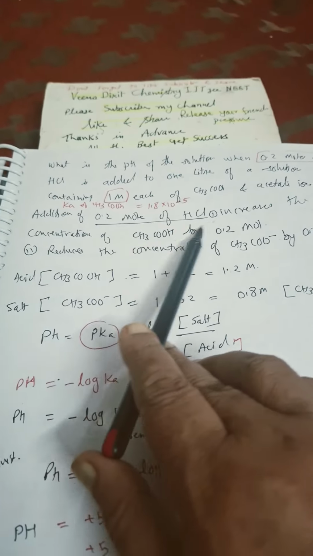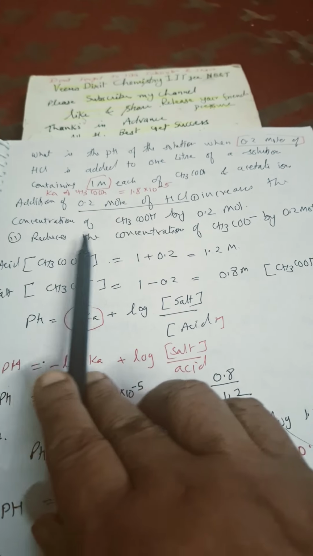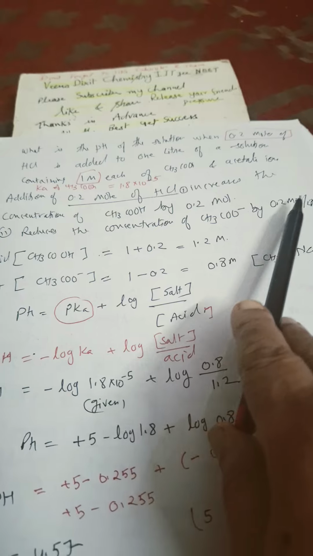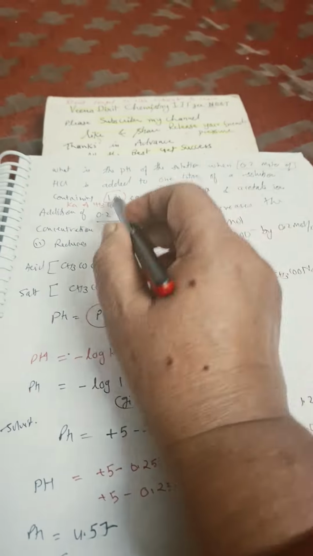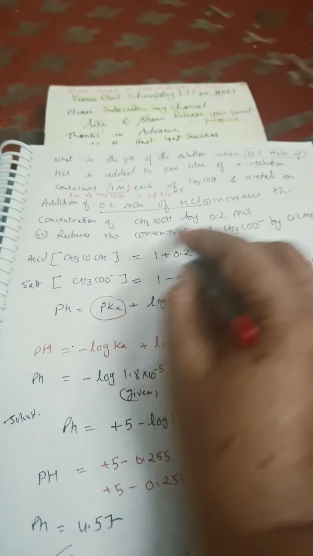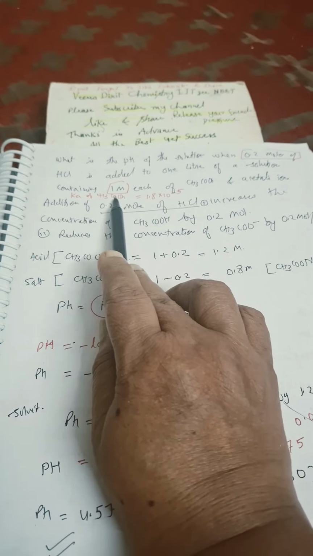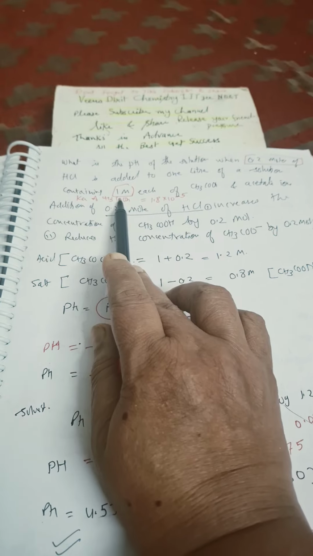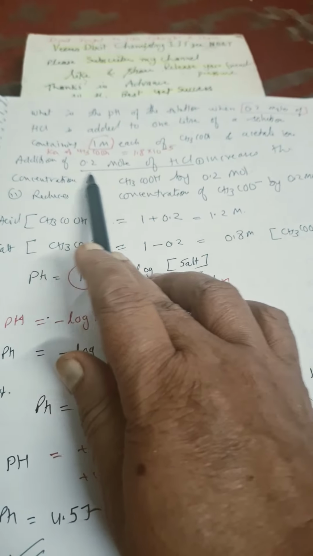Addition of 0.2 mole of HCl increases the concentration of acetic acid by 0.2 mole and reduces the concentration of acetate ion by 0.2 mole per liter. Why am I saying so? This is a buffer solution, and when we add 0.2 mole of HCl, the concentrations of acetate ions and acetic acid are higher than that of the HCl.